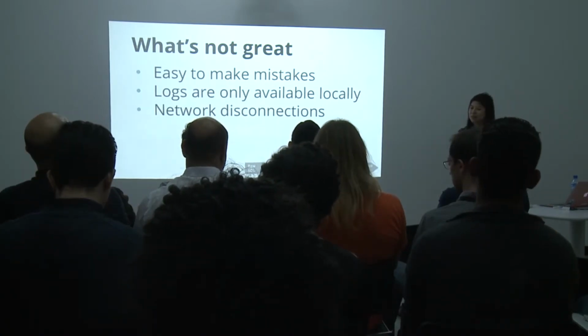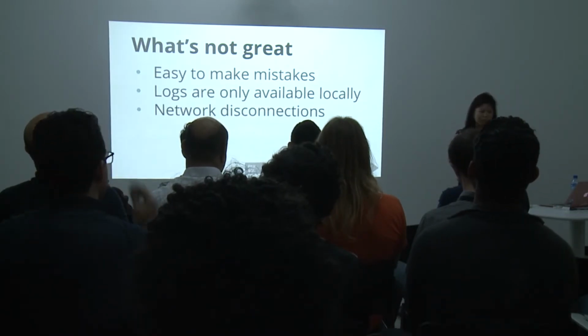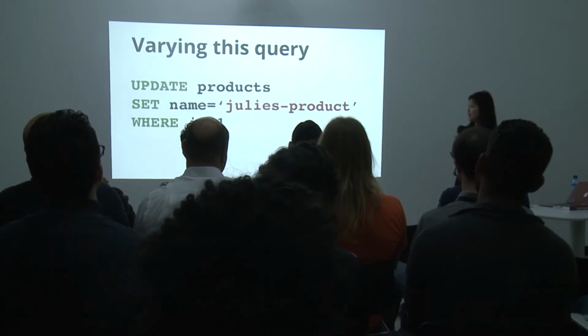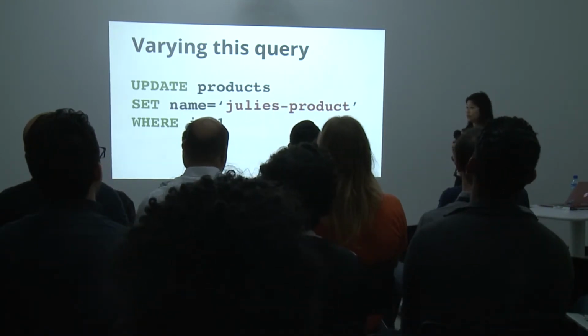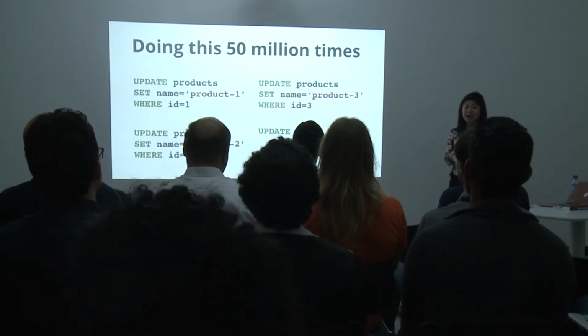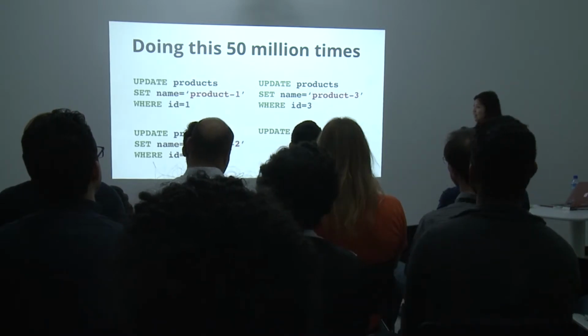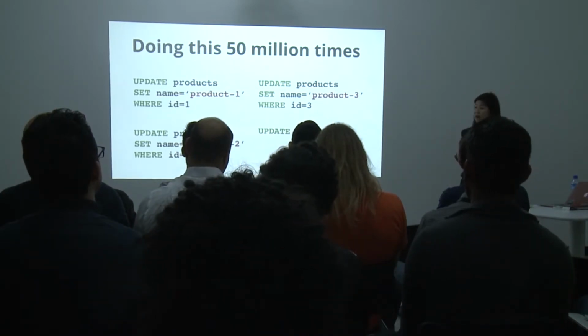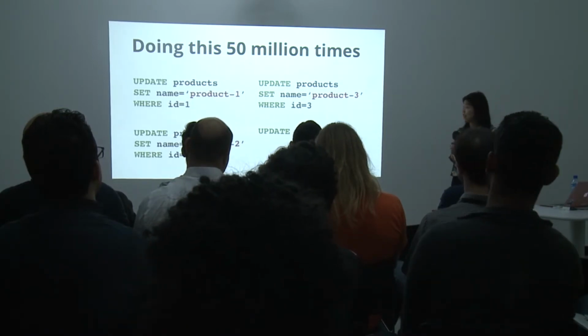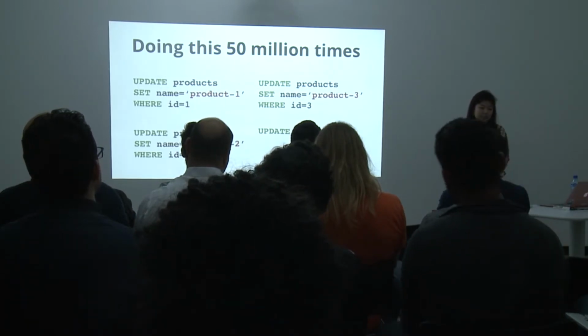which kind of begs the question, what am I supposed to do if my script takes a really long time to run? For example, what if I needed to run this query many times? In fact, at Spring, we have over 50 million products in our database. So what if I need to update this field 50 million times? And this is actually a really common situation that I run into on the catalog team, and I've had to do data migrations on the entire products table more than once.